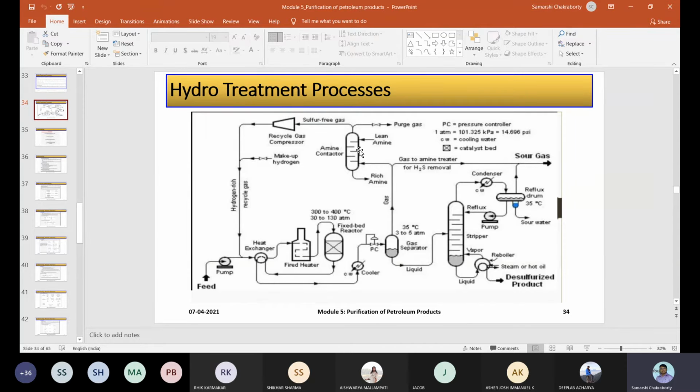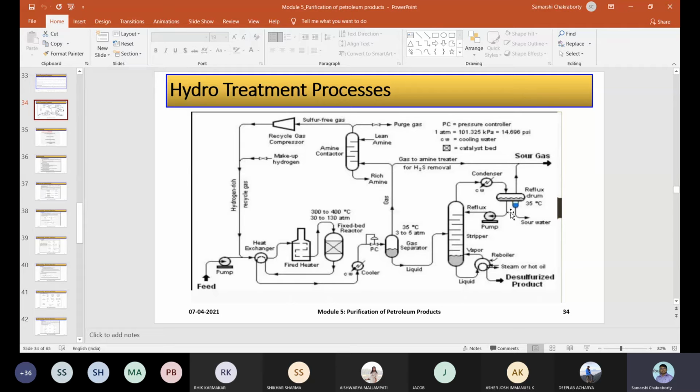This gas will pass through this amine contactor, where lean amine is going to be used in order to take care of my H2S. So the top gases coming out from this amine contactor are definitely going to be a sulfur free gas. Then again it has to be passed through a compressor, because our pressure requirement in the fixed bed reactor is 130 atmospheric pressure. The bottom part of this liquid stream is going to come to this stripper, where steam is going to be utilized, and this is none other than a distillation column only.